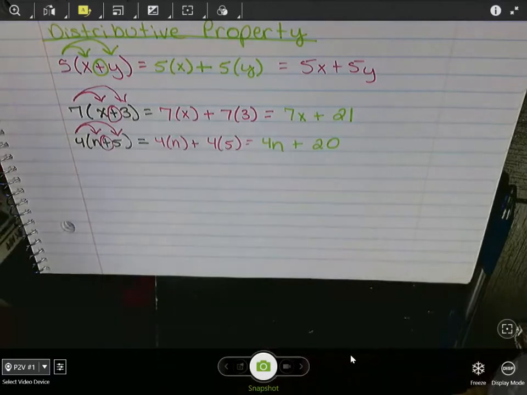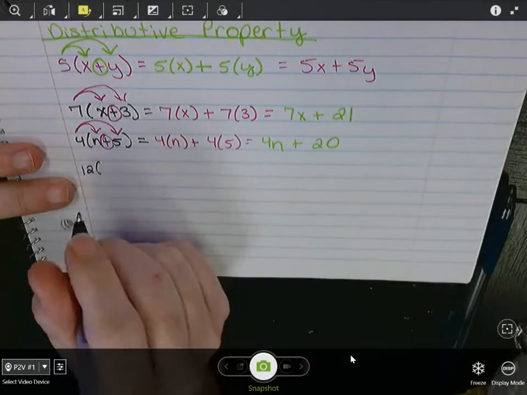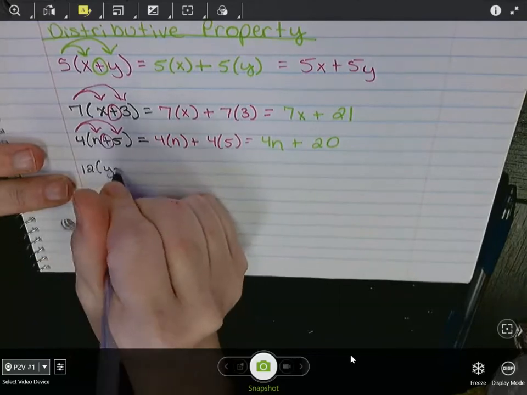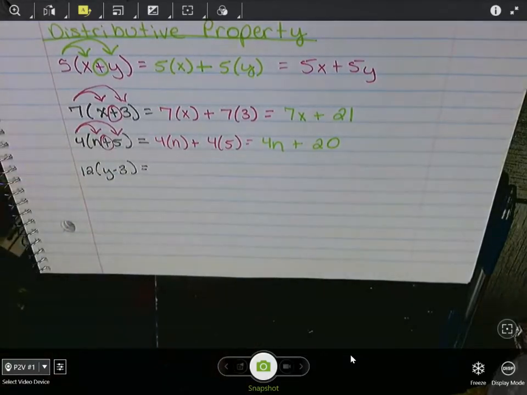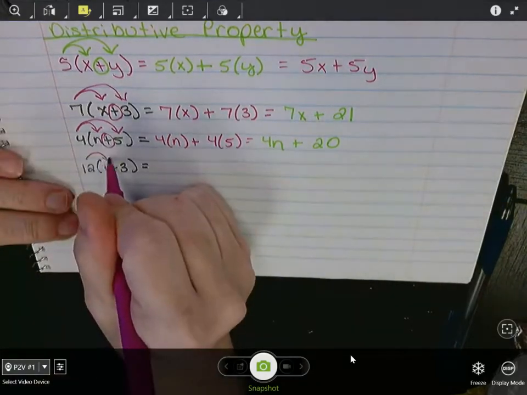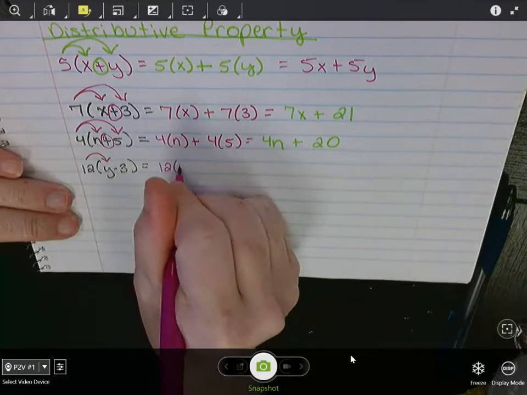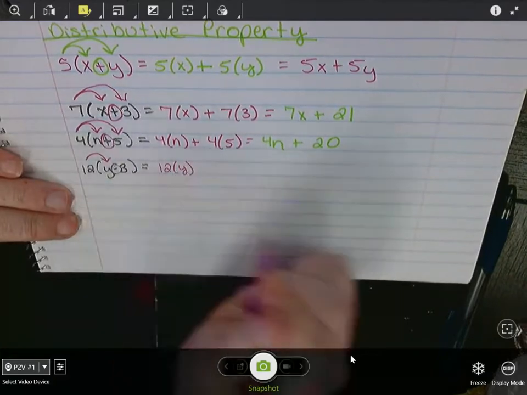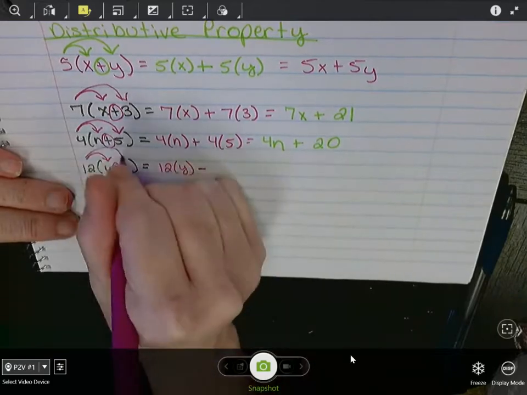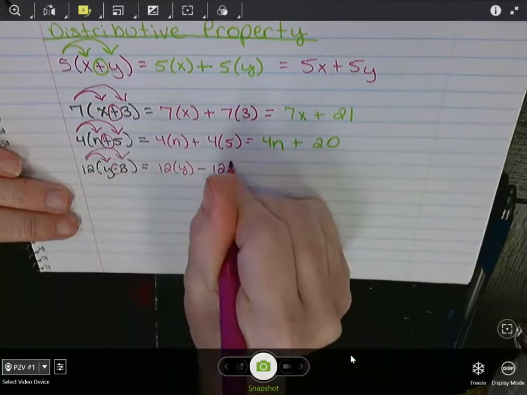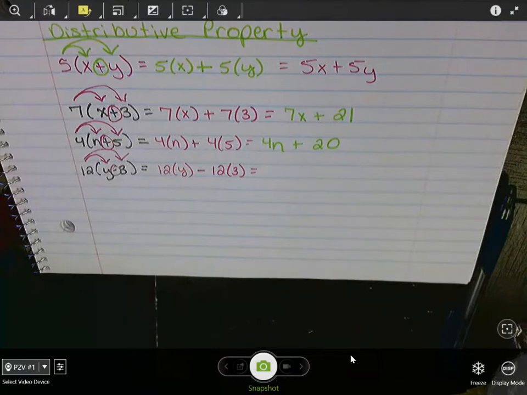All right, let's try another example. 12 times y minus 3. Okay, so first I would do 12 times y. Look at this minus sign. That's a minus sign in there. So I would put minus 12 times 3. Wait, Miss Goodman. Yes. So 12y minus 12 times 3.